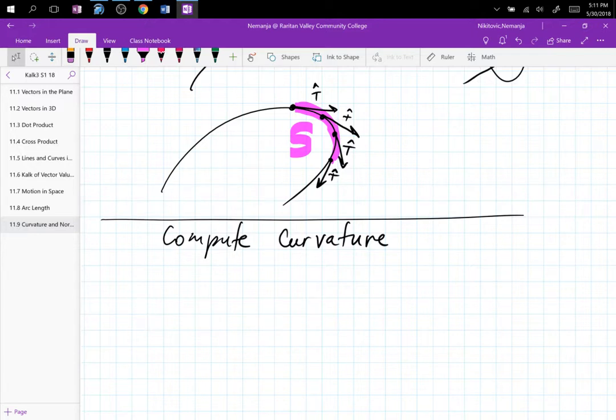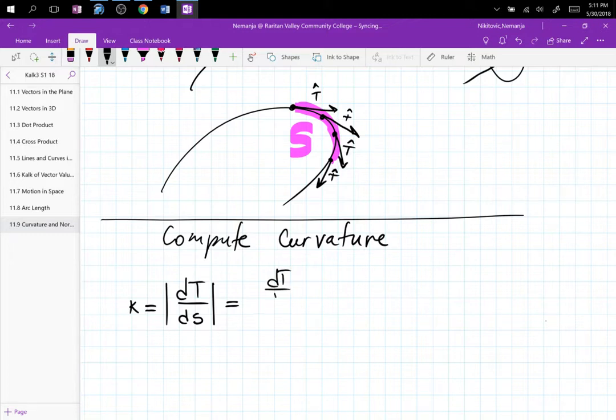So curvature is going to be given as the absolute value of the change of T with respect to arc length S. So now what we can do is divide by dt. Right, so we divide by dt, and now what we have is ds/dt, that's the velocity, right? So we have 1 over v, dT/dt.